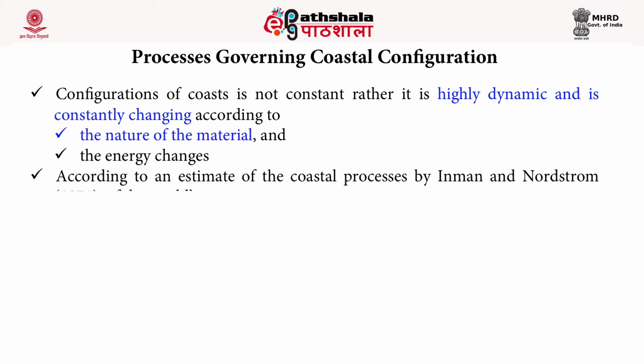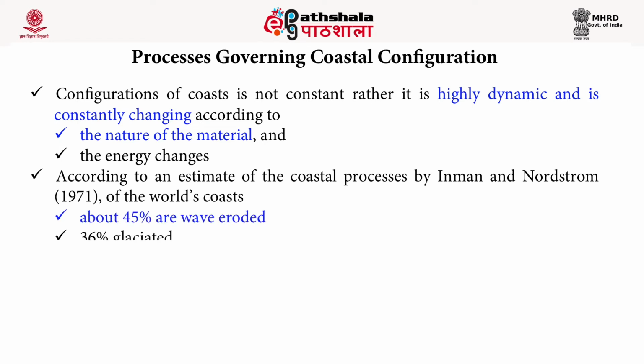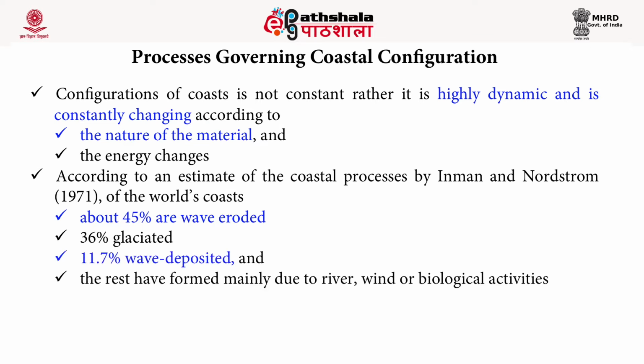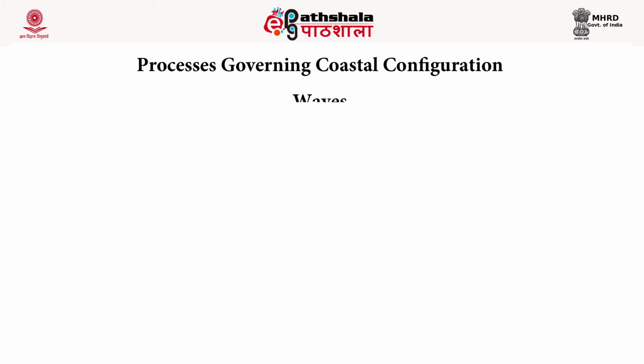According to an estimate of the coastal processes of the world coast, about 45% are wave eroded, 36% are glaciated, about 11.7% are wave deposited and the rest have formed mainly due to river, wind or biological activities. So now we will first learn about the waves.